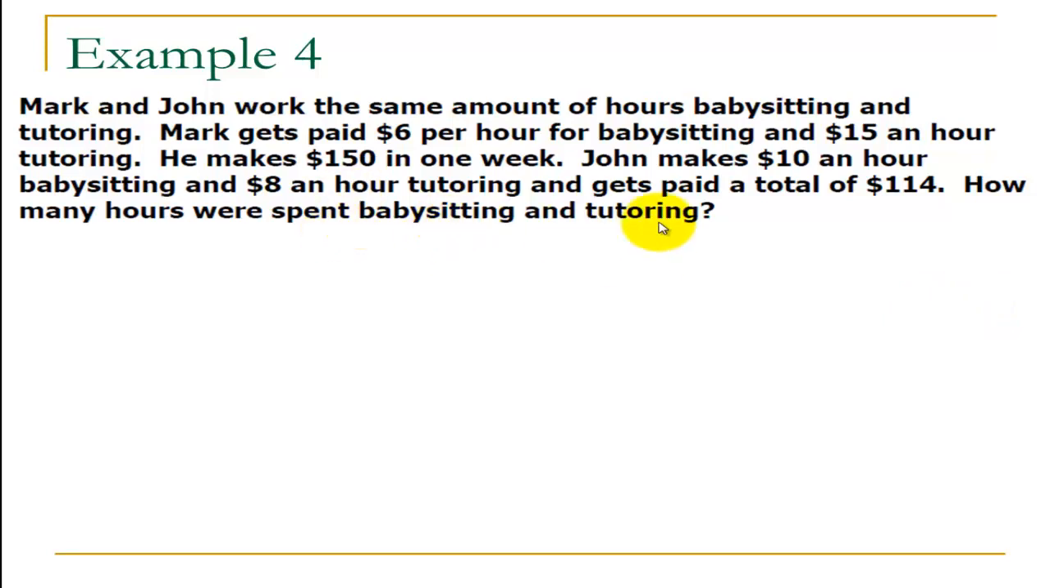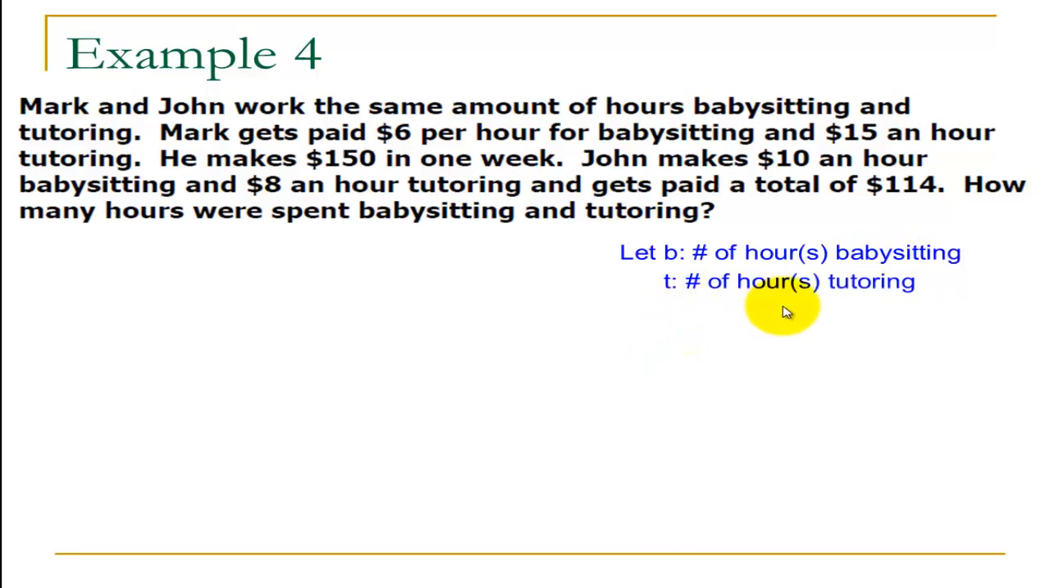Since we're talking about babysitting and tutoring here, we are going to use the variables B and T. So let B be the number of hours babysitting, and T be the number of hours tutoring. So for Mark, 6 babysitting and 15 tutoring, he makes $150 in a week. So we can write this as 6B plus 15t equals 150. For John, that's 10b plus 8t equals 114. So the second equation should be 10b plus 8t equals 114.